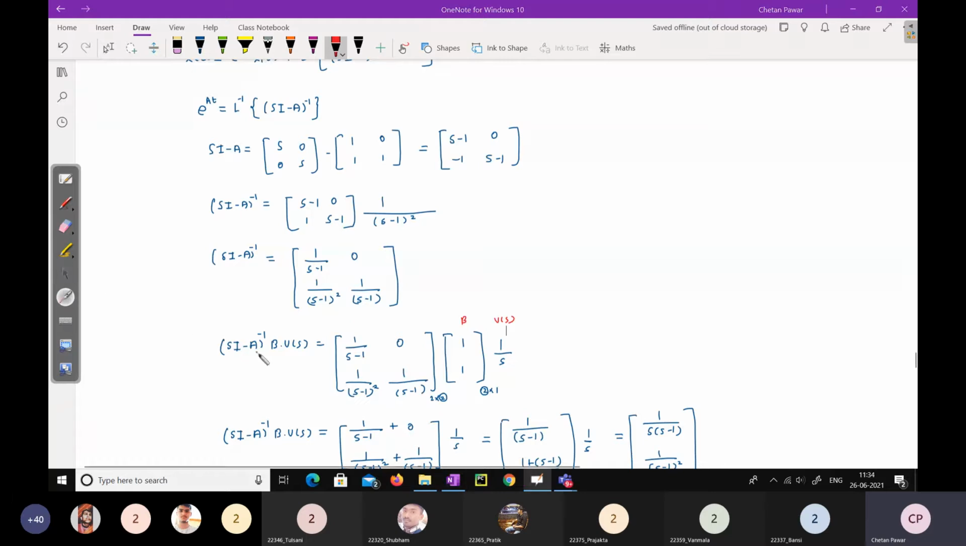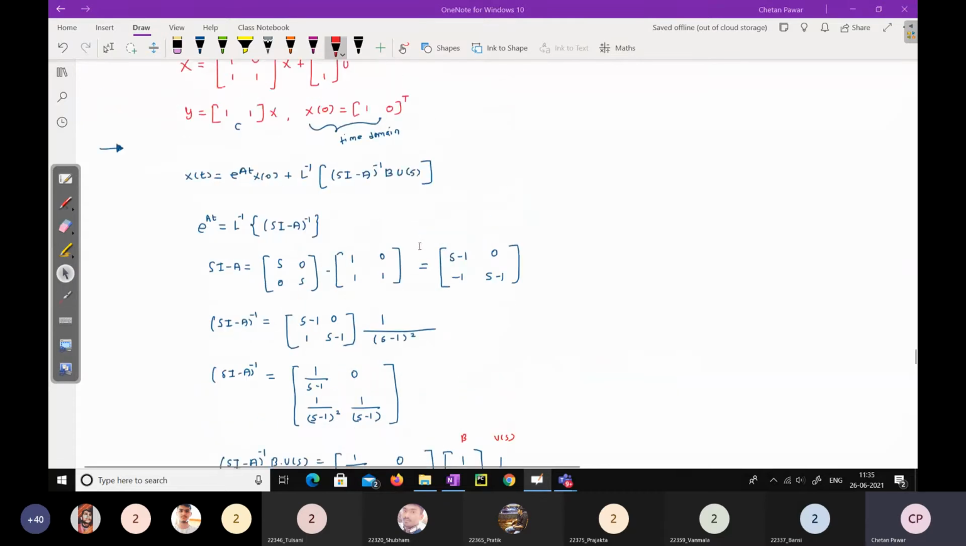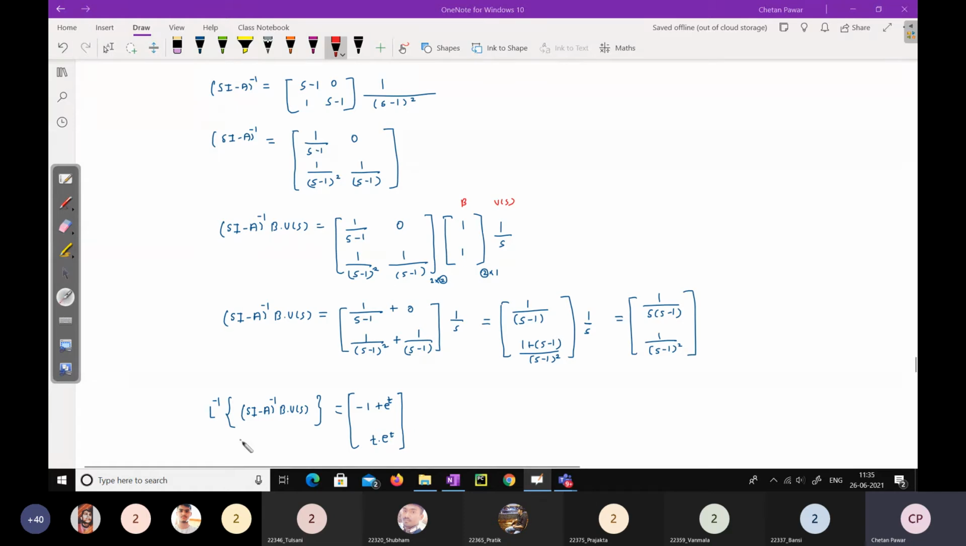To find sI minus A inverse into B into U of s, I will multiply these matrices. So what will I get? After matrix multiplication, I will get 1 upon s into s minus 1, and 1 upon s minus 1 square. These two terms form a vector. So from this solution term, I got this term. I need to take the Laplace inverse of it, so I have taken the Laplace inverse of it.